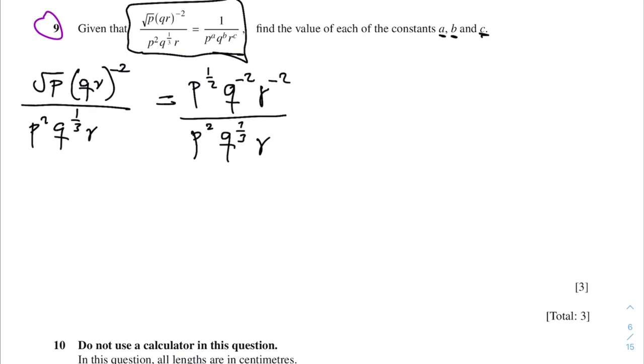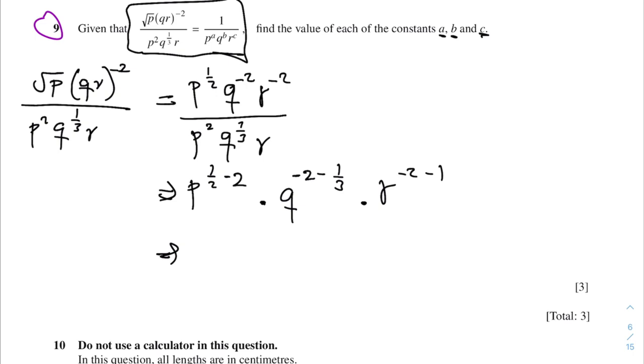Now remember that in indices, when dividing, we just subtract the powers if the bases are the same. So for the p, we will have p to the power half minus 2. Then for the q, we have q to the power negative 2 minus 1/3. For the r, we have negative 2 minus 1. So 0.5, that's half.